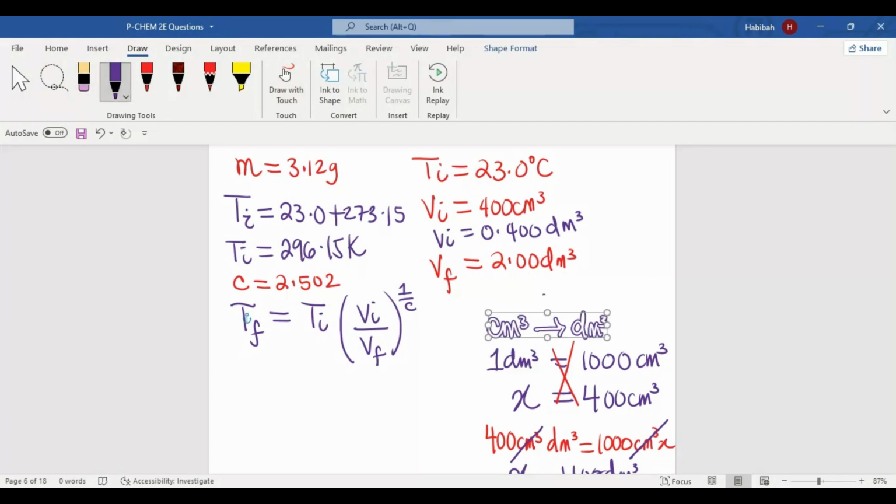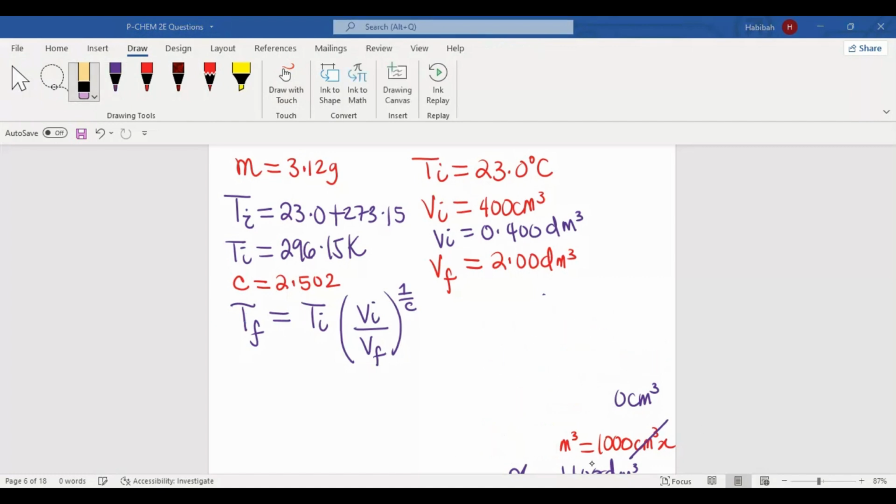So I'm trying to erase this. I don't know what's up with the eraser today. Okay, so yeah, it's working now.